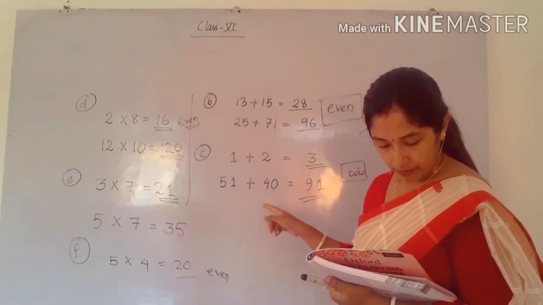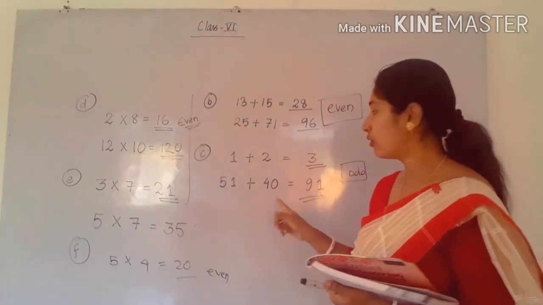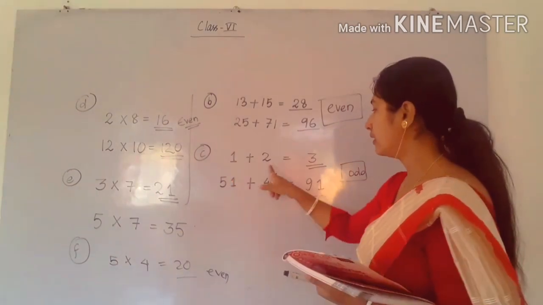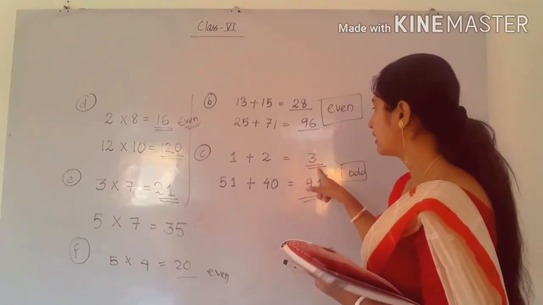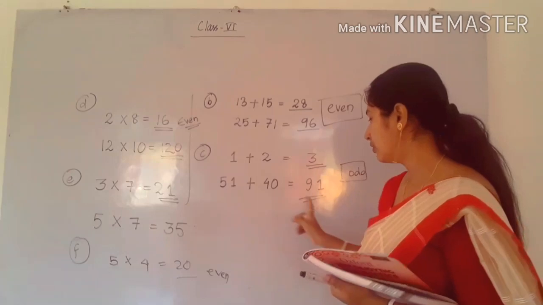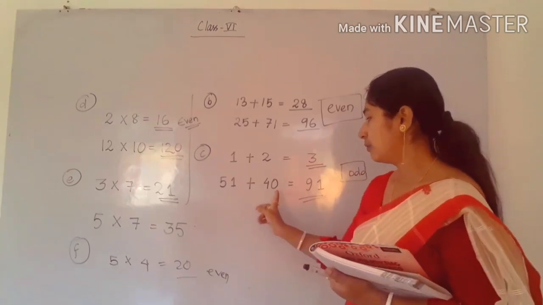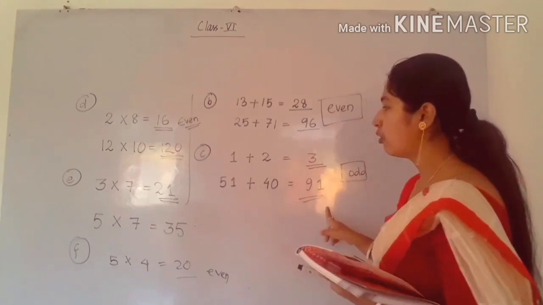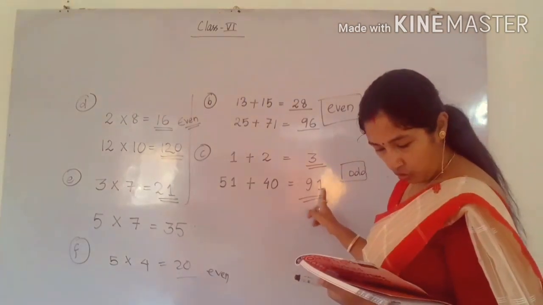In C, you have to add an even and an odd number. So I have taken an odd and an even number. When we add them, what are we getting? An odd number. So if we take one even and one odd number, after adding we will get an odd number. So C will be odd.